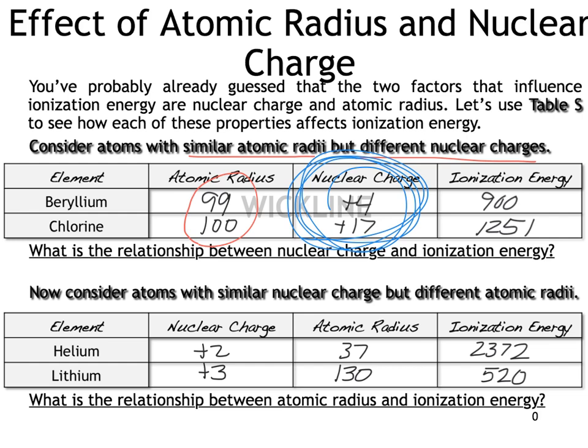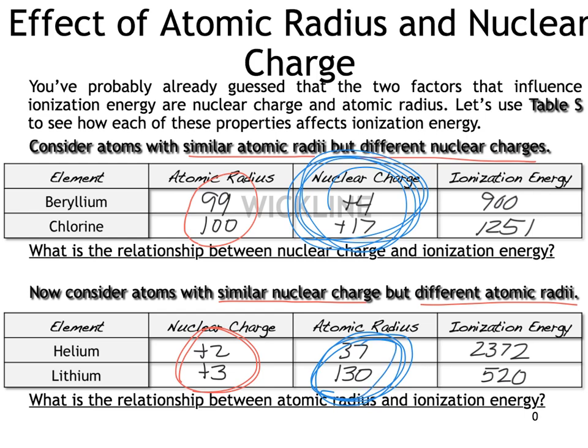And in the second example, I just wanted to consider atoms that have similar nuclear charge, but very different atomic radii. So the really similar things here are the nuclear charges, really, really similar, but the atomic radius is enormously different.